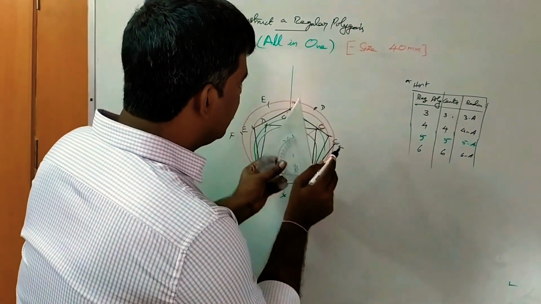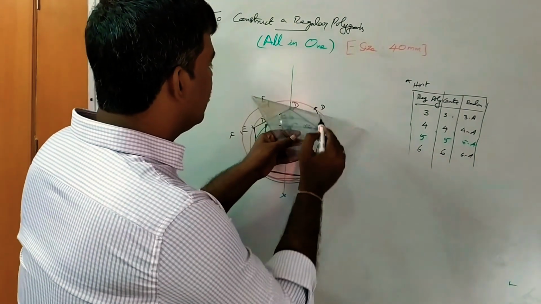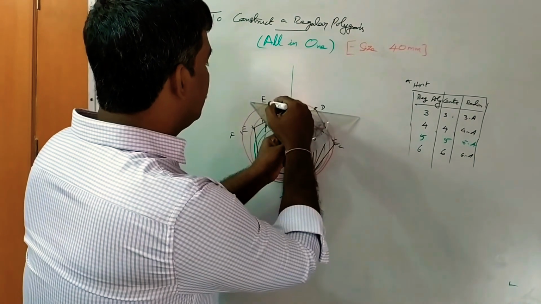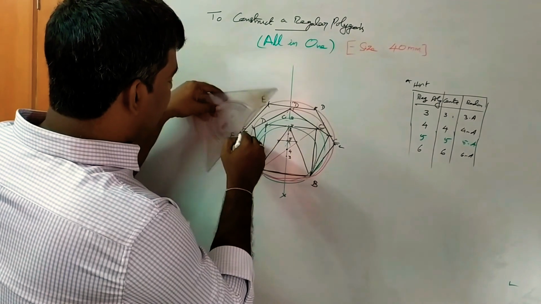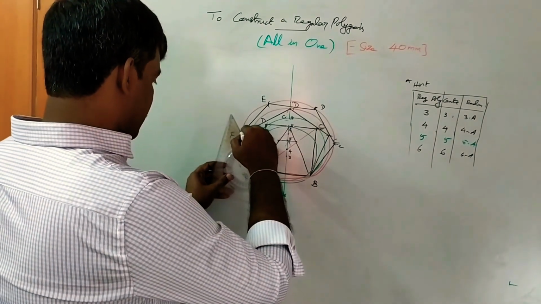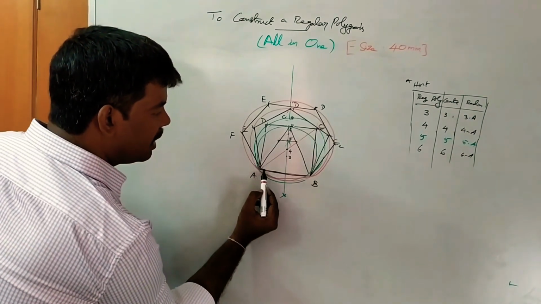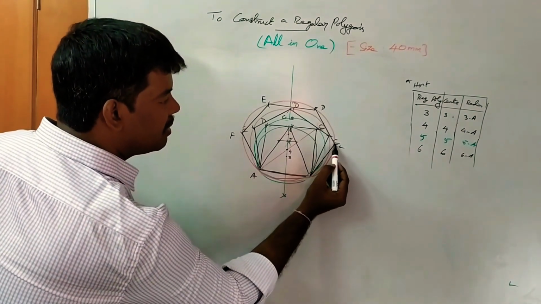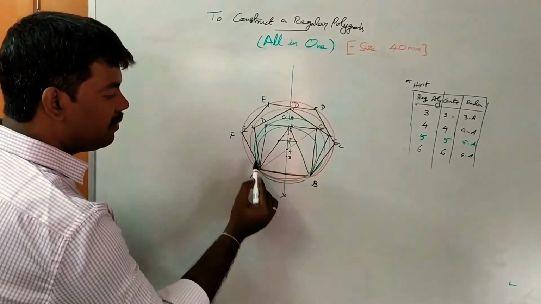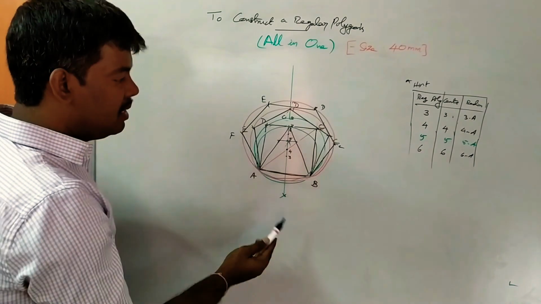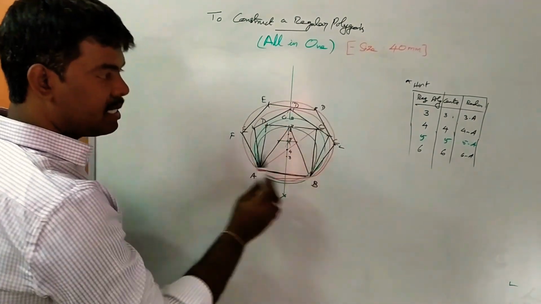So A to B is already there. BC, CD, DE, EF, FA. Clear? So this is A to B, B to C, C to D, D to E, E to F, F to A. All are 40, 40, 40 size. So 1, 2, 3, 4, 5, 6, 6 sides.